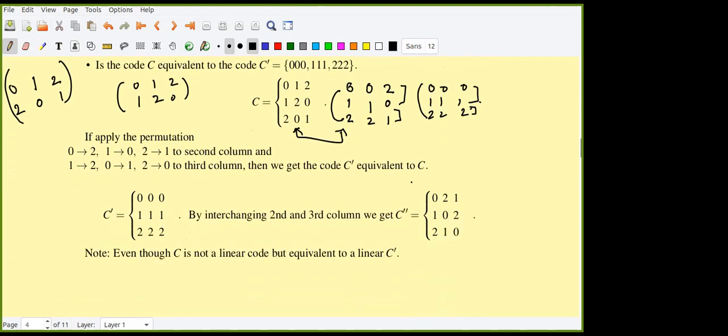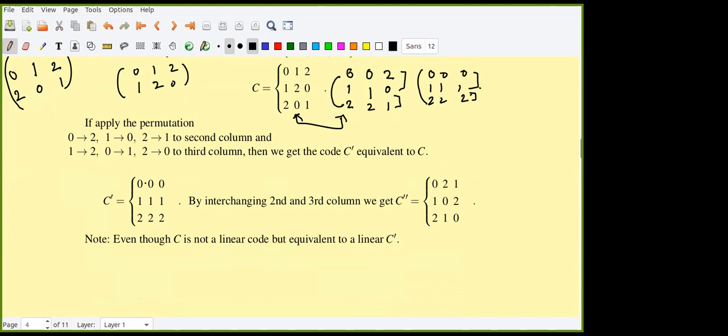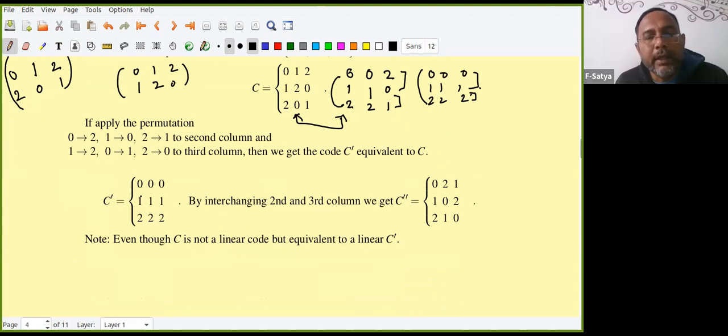But at this juncture, this is the thing. Now, what is the advantage of this code? What do you know about this code? It is linear. Yes, it is a linear code. So there is a possibility that a non-linear code can be equivalent to a linear code. Even though C is not linear, it can be equivalent to a linear C dash.